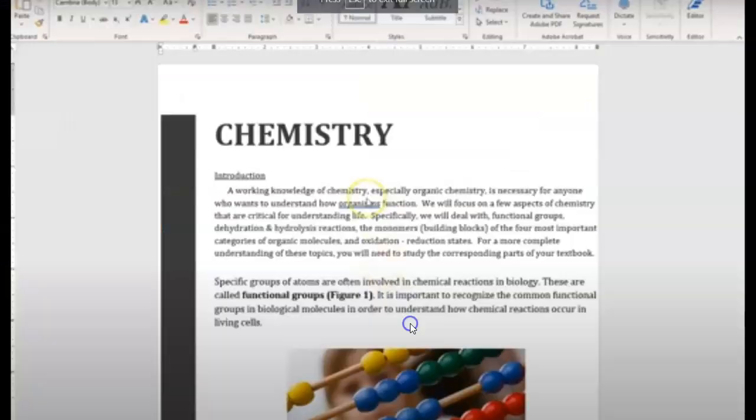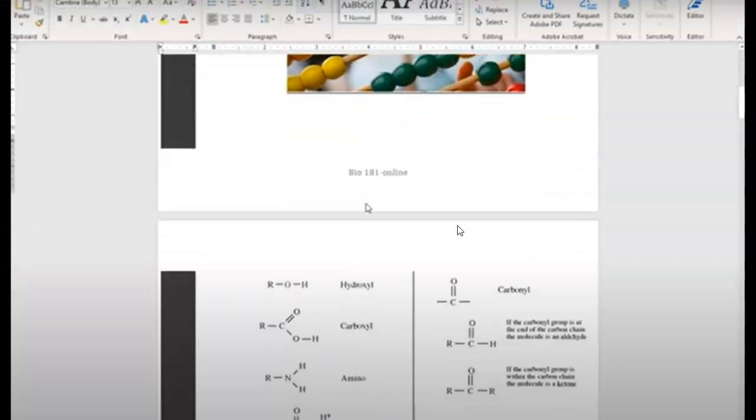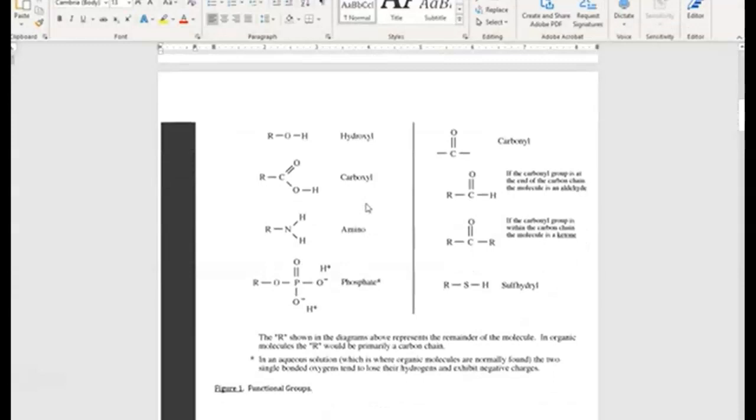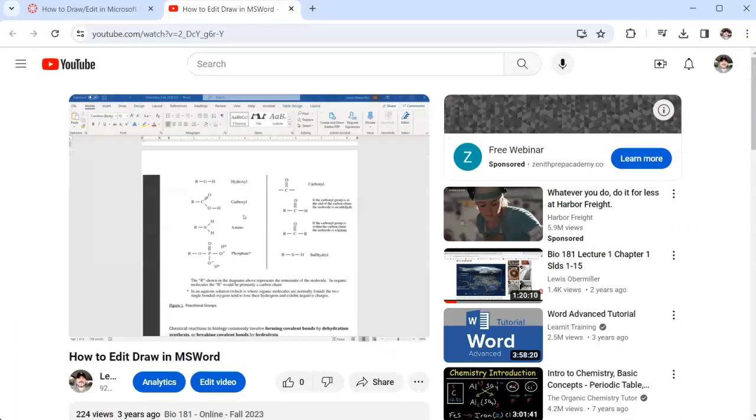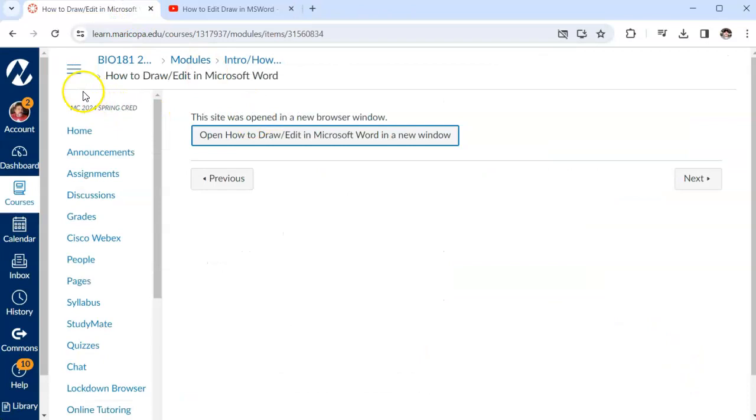So this just shows you how to draw for the chemistry lab and for other labs. You can actually draw in the Word document and then submit it that way. So you don't have to print it out, draw it, scan it and then resubmit it. Okay, so let's go back to your class.